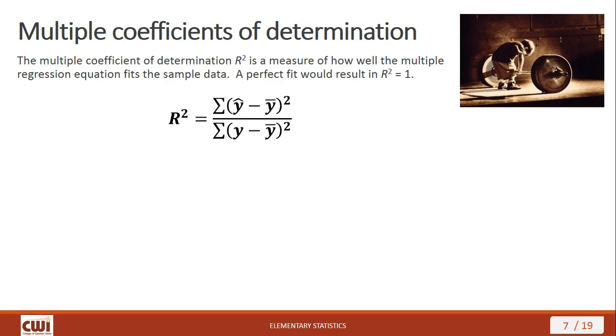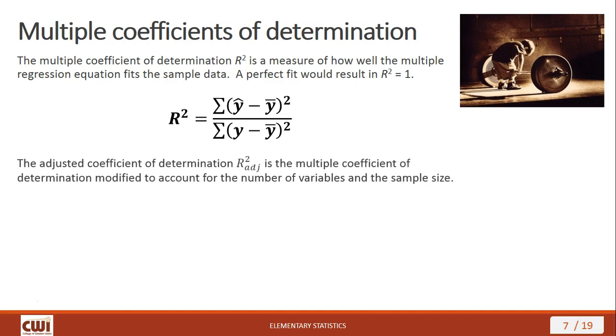So we're going to calculate it. As we saw in the previous lecture, it is the sum of the squares of the differences between our predicted values and the mean value, or the explained variation, divided by the sum of the squares of the differences between the observed values and the mean value, which is the total variation.